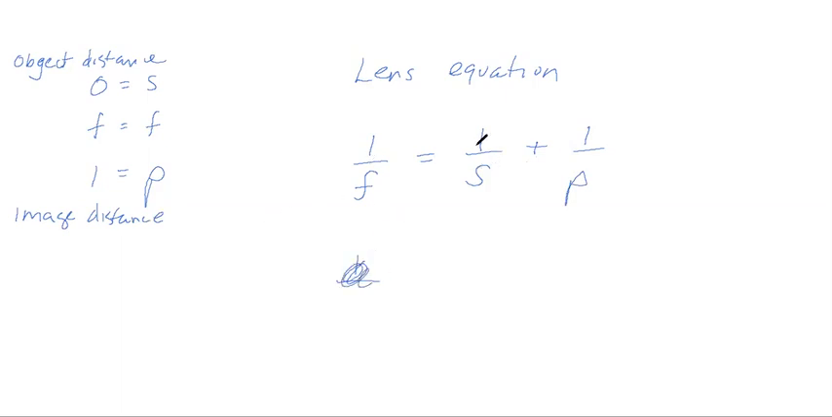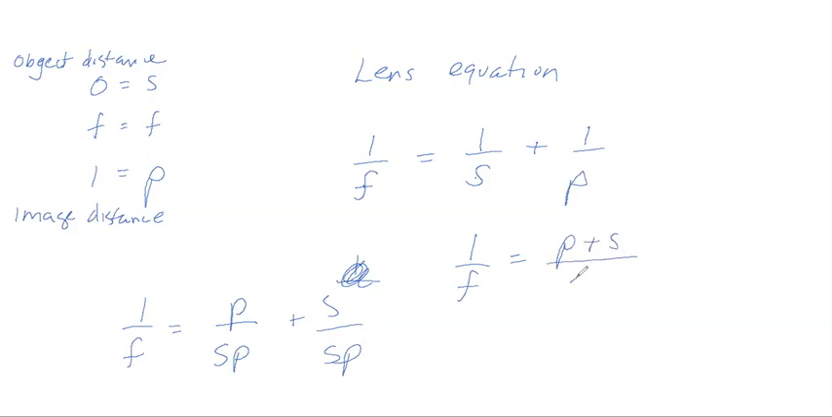Now let's say I hold s at 10 centimeters and f is 5 centimeters, and I want to solve this. Well, what's easiest is to not work with our values in the denominator. So let's get a common denominator on this side. 1 over f equals p over sp plus s over sp. And now I'll combine these two. So 1 over f equals p plus s over sp. And now just flip them all. f equals sp over p plus s.